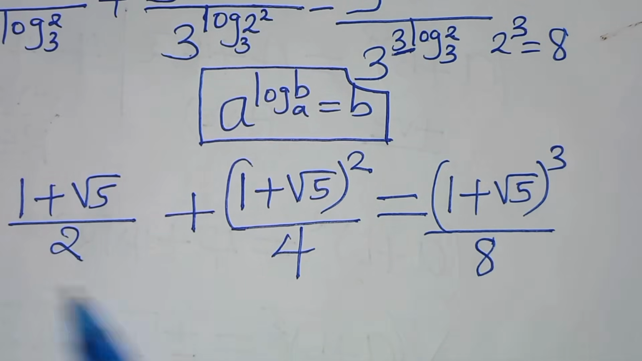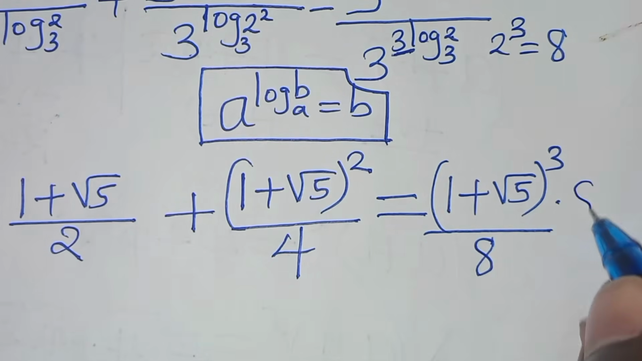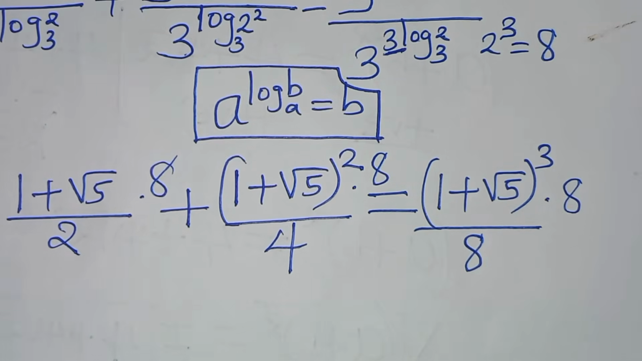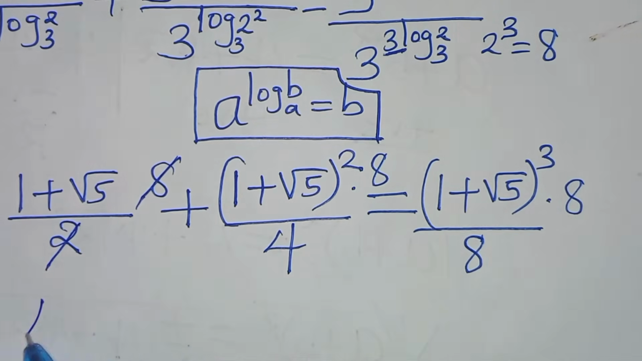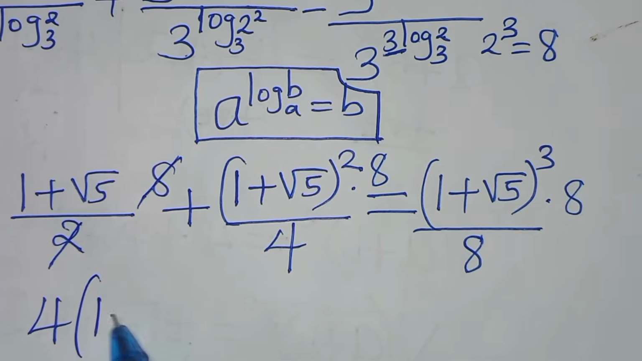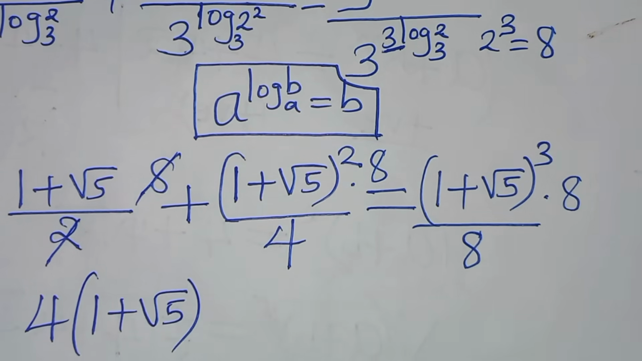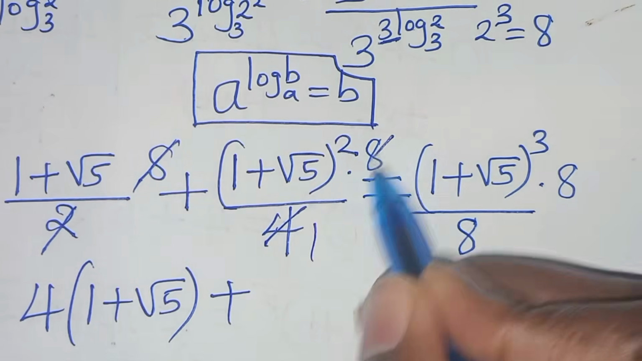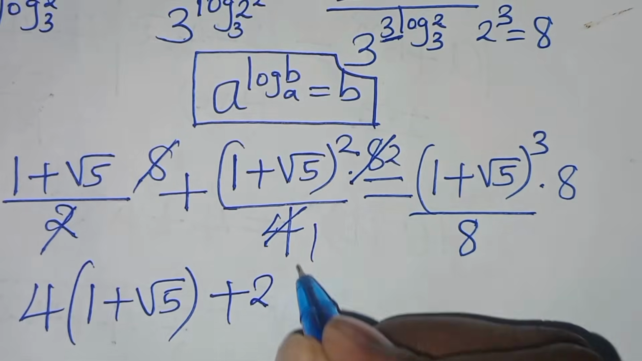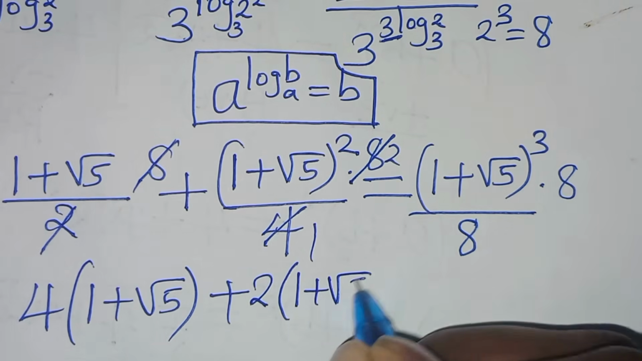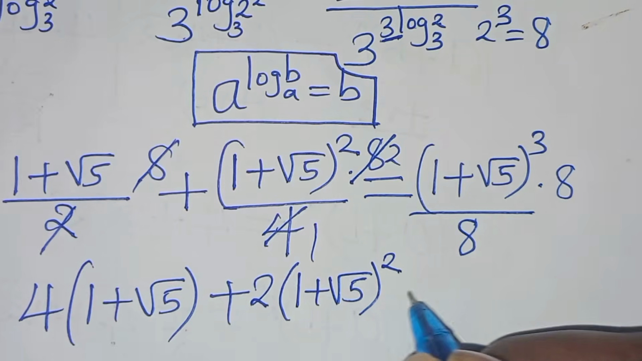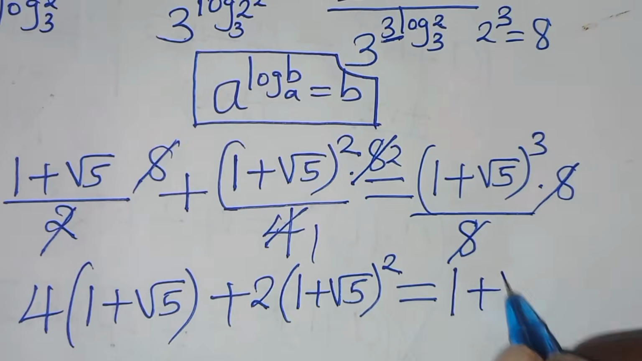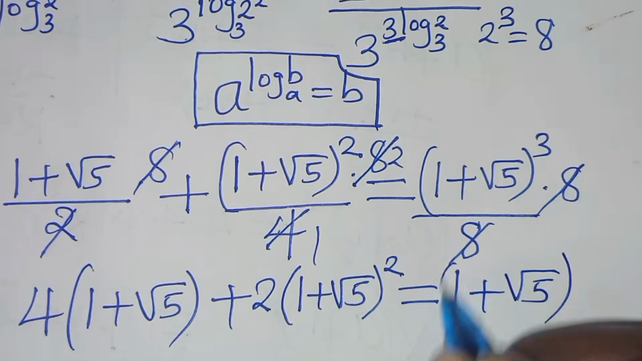So we have the LCM here is 8. So let's multiply both sides by 8. So here we have 8 and also here by 8. If you simplify here, we have 4 multiplied by 1 plus square root of 5. Then plus, let's simplify here by 4, 8 divided by 4, this is 2. So we have 2 multiplied by 1 plus square root of 5 raised to the power of 2. This is equal to 8, and 8 simplifies. So we have 1 plus square root of 5 raised to the power of 3.